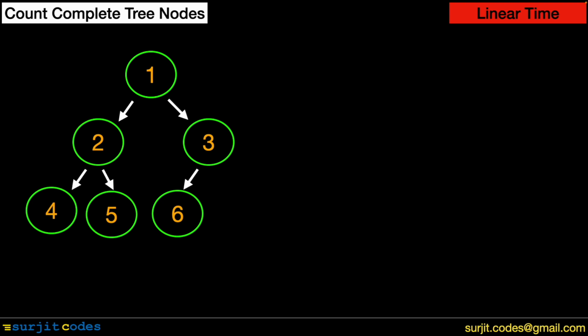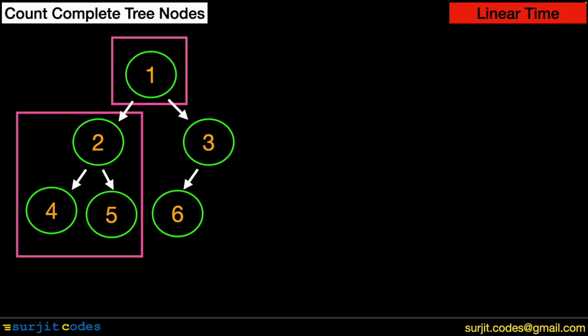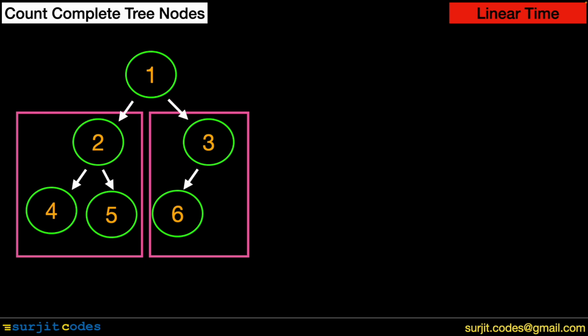This tree has 3 levels. 2 levels are complete while third has one vacancy at the end. One is the root node. Left subtree has 3 nodes. Right subtree has 2 more nodes. So total nodes in the tree are 1 plus 3 plus 2 equal to 6.